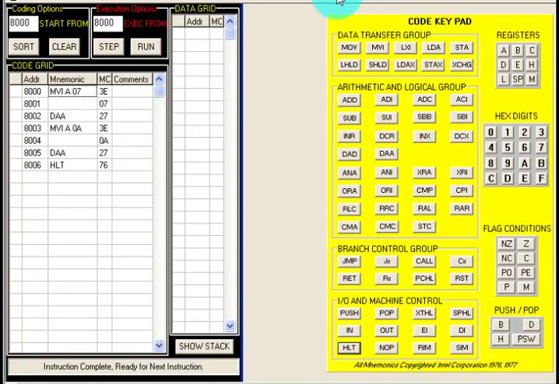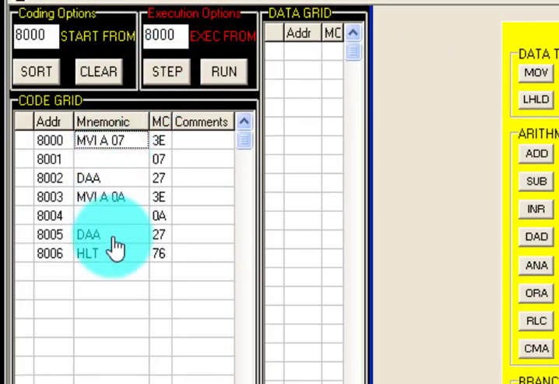Now the last arithmetic instruction is the DAA. It is called the decimal adjust accumulator. What it does is adjust the accumulator, and it can be used for BCD addition. It changes the binary values of the contents of the accumulator to BCD values. So it can be used to perform BCD arithmetic, because in 8085 the numbers are stored in hexadecimal format. Let us see with an example.